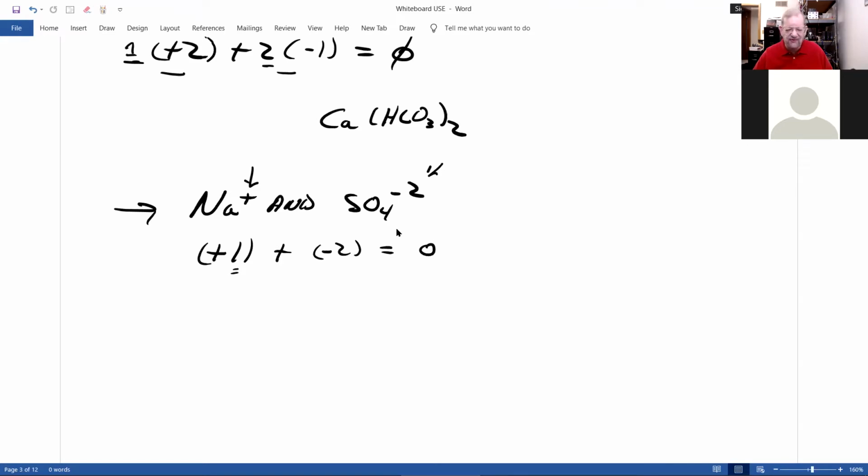Does this add up to 0? Because it should. It better. Well, I can't change the charge, but I can change how many. If I had 2 sodium, 2 times +1 is +2, plus -2 is 0. So how do I show that? Well, I have 2 sodium, and when there's only one of these, you don't put it in a bracket. And this is sodium sulfate.